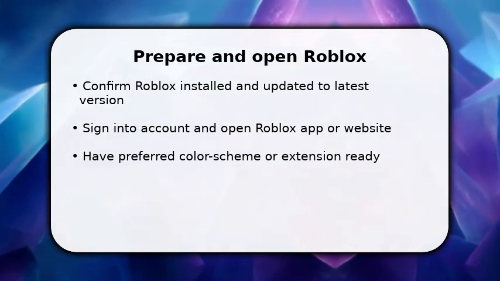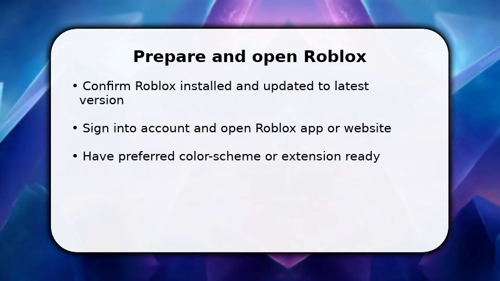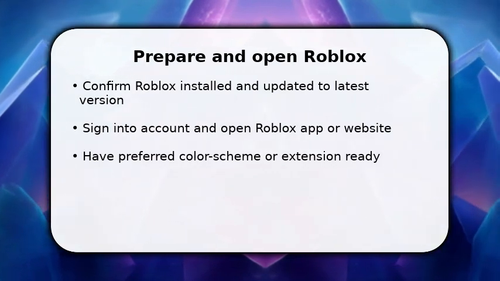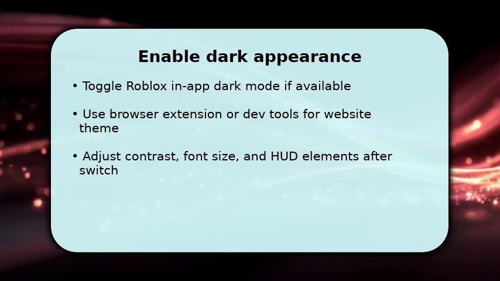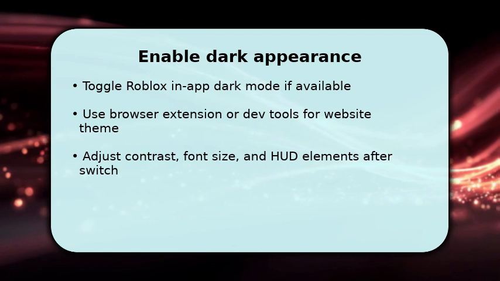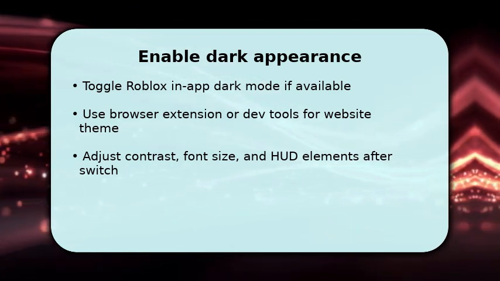Don't waste time on basic setup, jump directly into the account menu and settings area where themes and accessibility controls live. Now you'll locate appearance or theme in settings and enable dark mode if Roblox offers it. This is the cleanest method because it preserves contrast and UI layout.